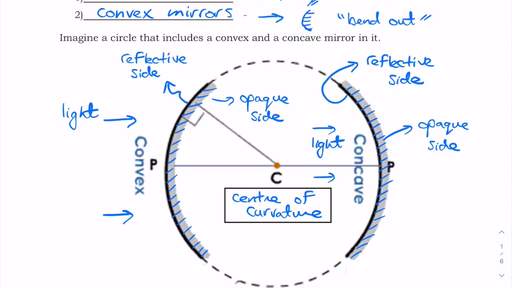When these mirrors are manufactured, they're actually cut from circular pieces of glass and formed into mirrors. And the center of curvature would be the center of that circular piece of glass. So with that being said, everyone, this gives you an idea of how convex and concave mirrors are made. For the remainder of the lesson, we're going to be focusing on concave mirrors, the mirrors that cave inward from the direction that the light is coming in from.